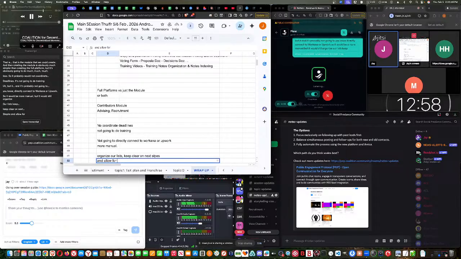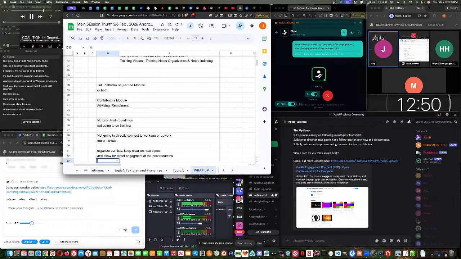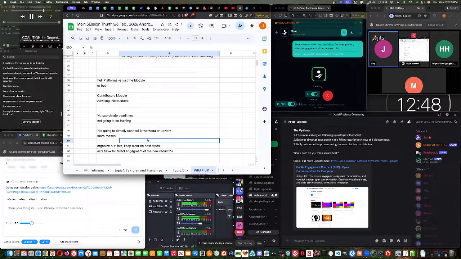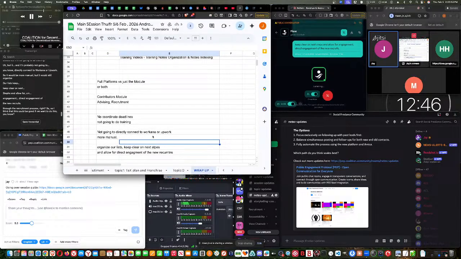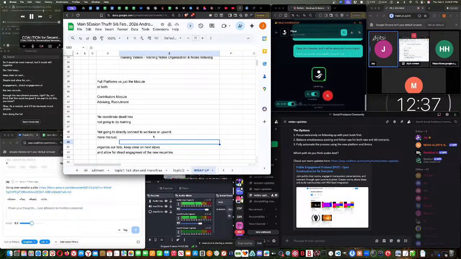for direct engagement of the new recruits through the recruitment process, right? So I think that this could be good if we want to do this as a module, and it'll be obviously much simpler than doing the full platform, but it's not going to be as automated.